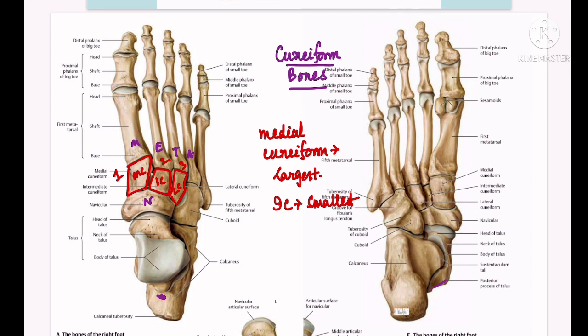Now the cuneiforms present a proximal articular surface and distal articular surface. So first we clear the picture and next we discuss the articular surfaces. These are the proximal articular surfaces of the cuneiforms. The proximal articular surfaces of the cuneiforms articulate with the navicular bone.